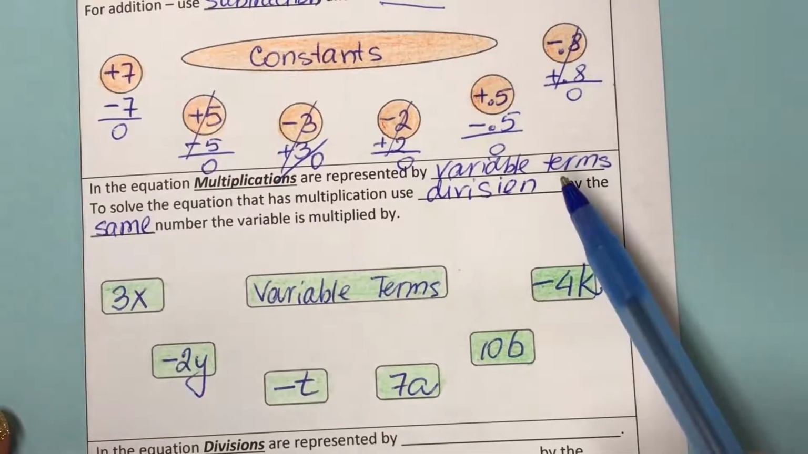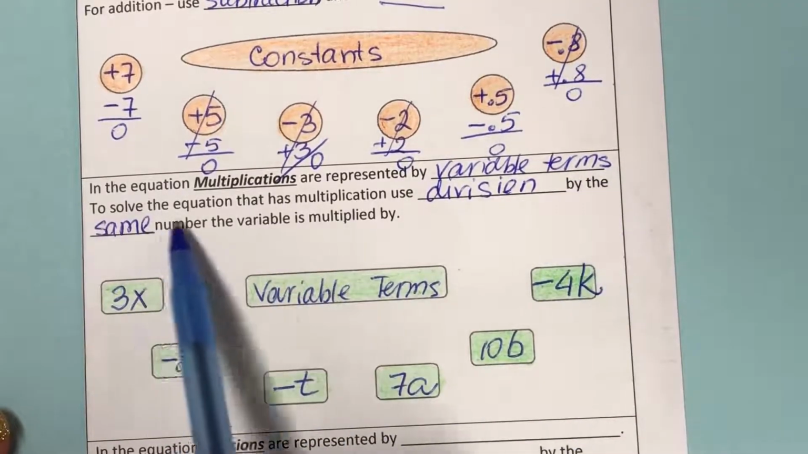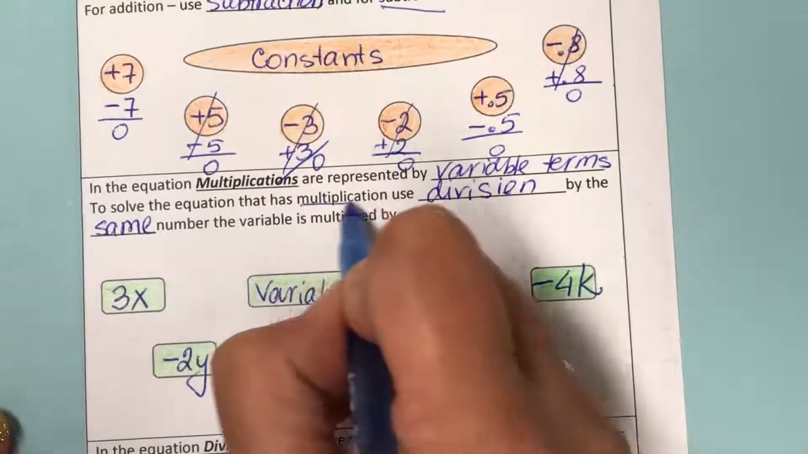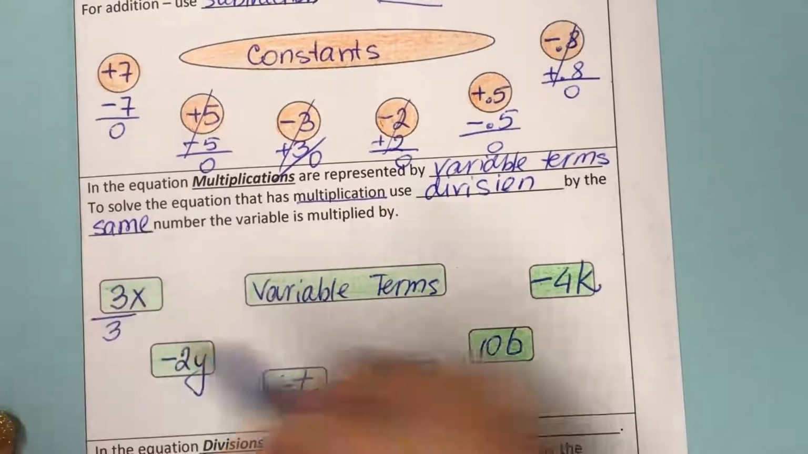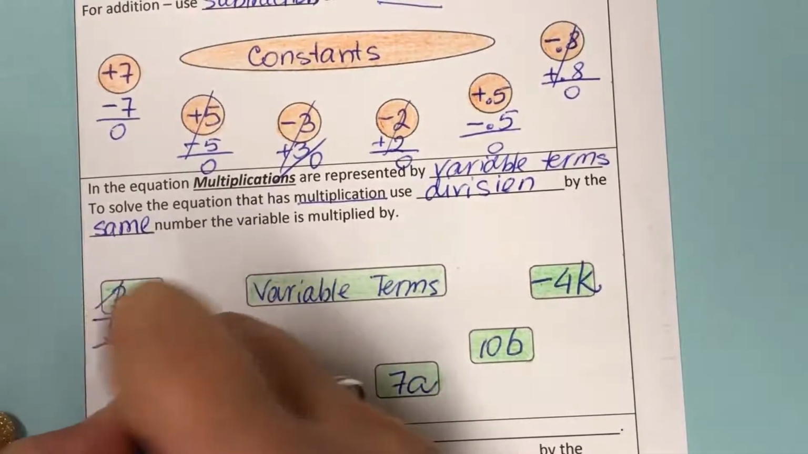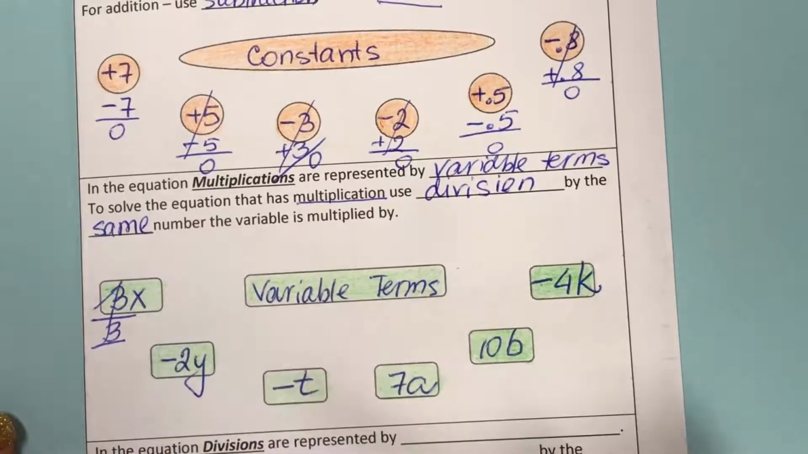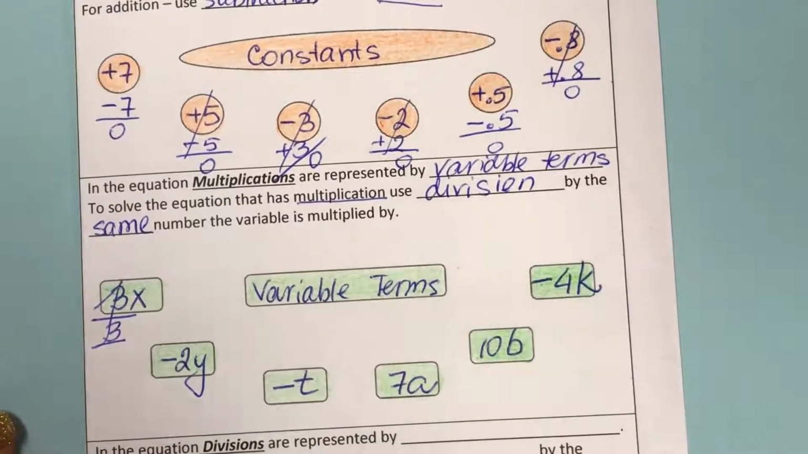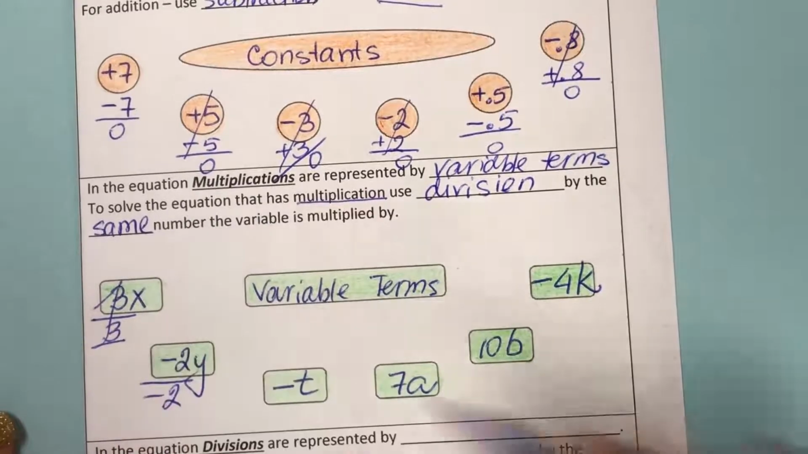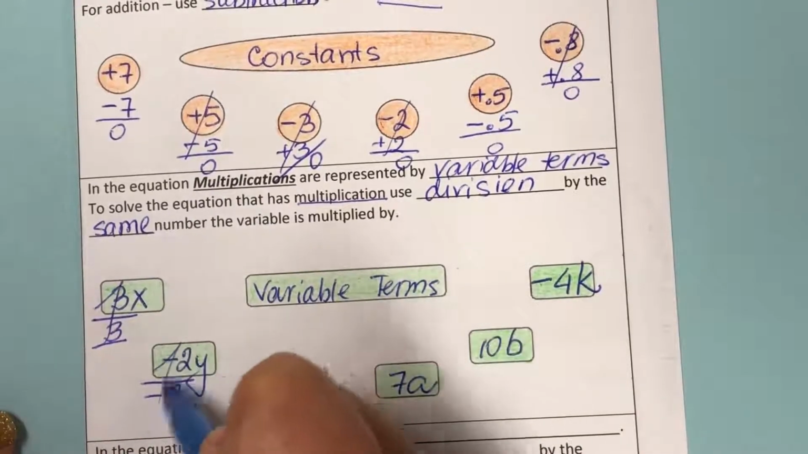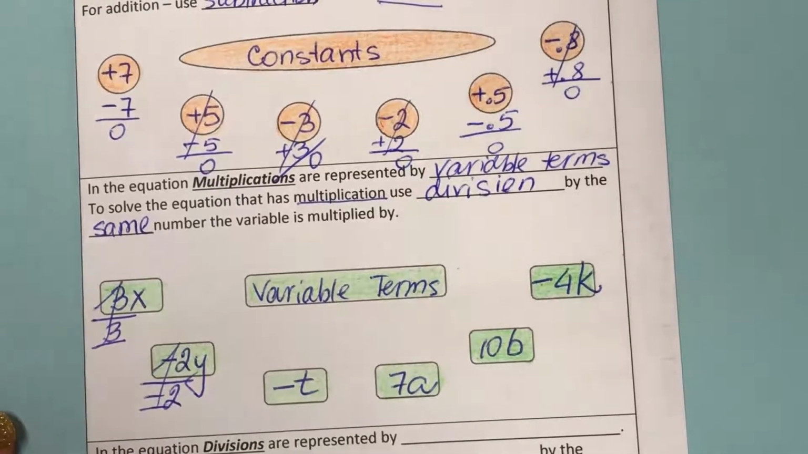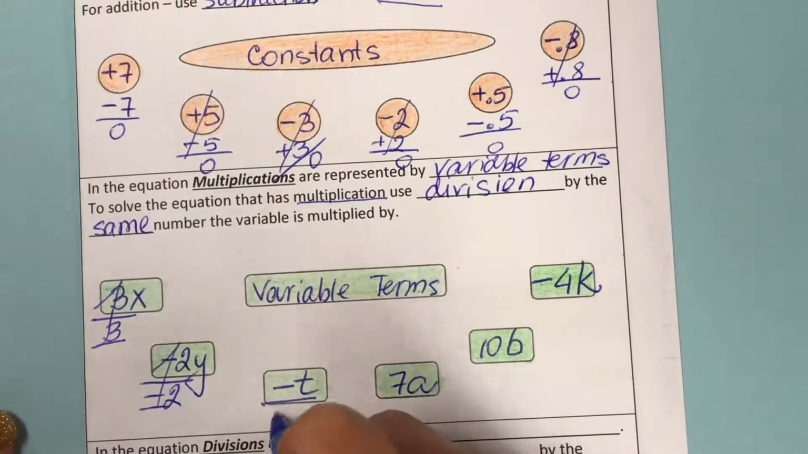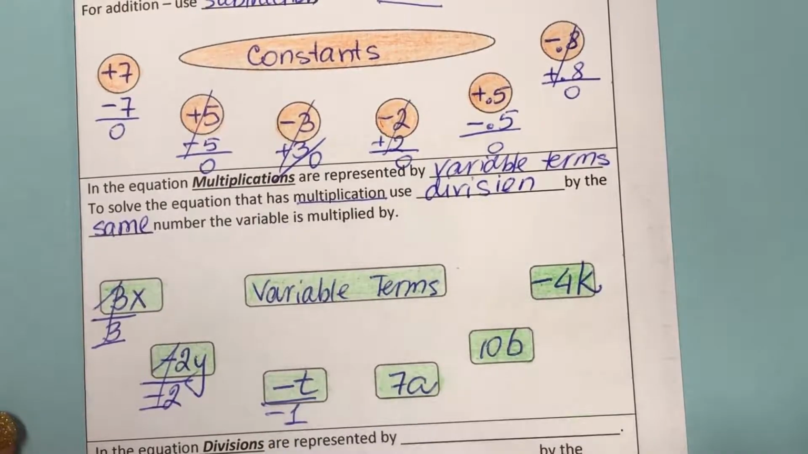In multiplication problems where we have variable terms like that, we're going to use division. So the multiplications, variable terms, will be inversed by division. What we're going to do is divide by the same number to create a unit. In other words, 1x, which will equal x. When you divide, you always divide by the same number. So if the variable is multiplied by negative 2, we divide by negative 2, because negative divided by negative will create a unit. T multiplied by negative 1, we have to divide by the same negative 1 to create that unit 1t, which is t.